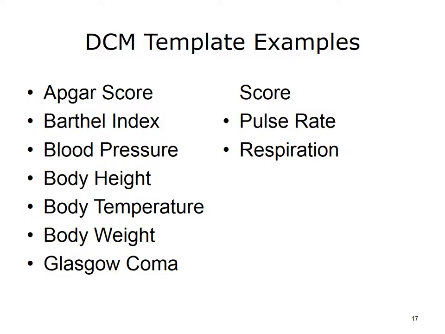Slide 17. This slide illustrates some of the DCMs that currently have been defined. DCMs are balloted, and a repository is being set up to include normative DCMs. Details about these DCMs can be found on the HL7 website. Examples include Apgar score, Barthel index, blood pressure, body height, body temperature, body weight, Glasgow coma score, pulse rate, and respiration.